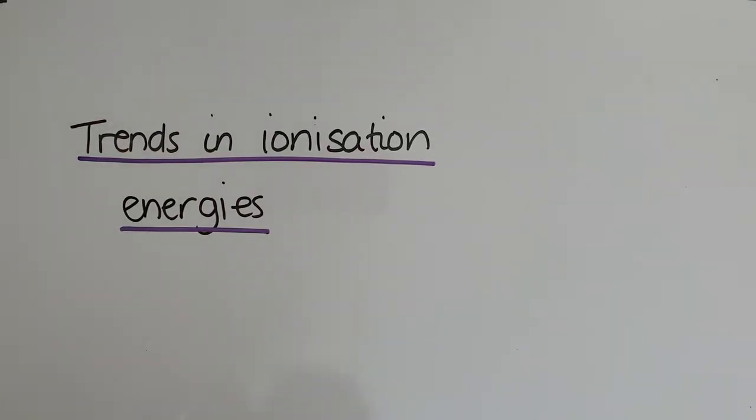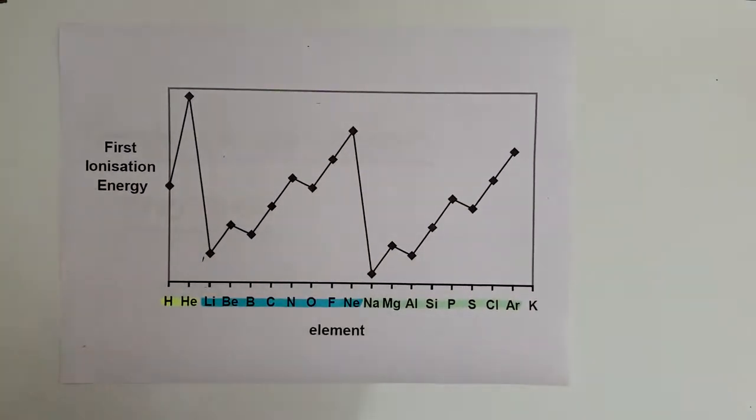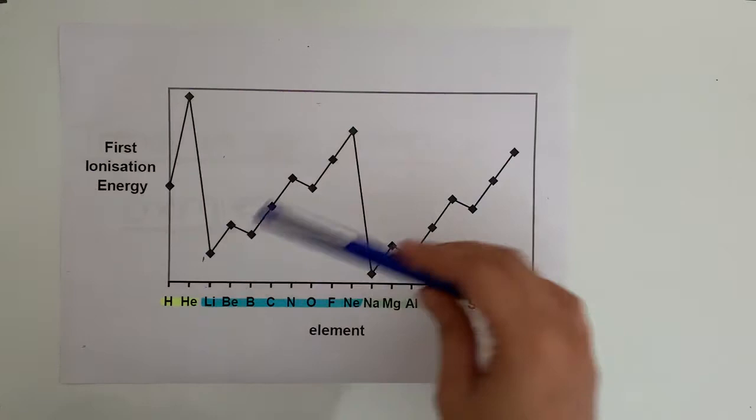Now that we know how to define ionization energies, we're going to have a look at the trends in ionization energies in the periodic table. What I've got over here is the first ionization energy of the first 18 elements. And this is essentially the trend that we see in this.